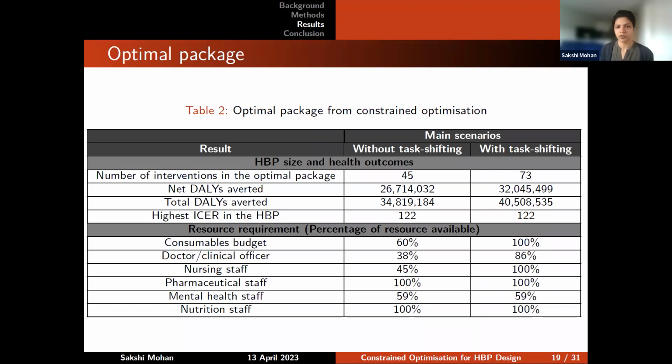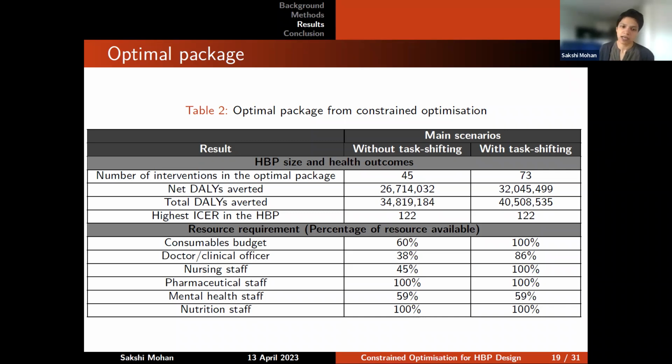In terms of resource use, we see that a better rate of utilization is possible through task shifting. We see the consumables budget gets fully used, and among health workers, we find that the nursing capacity, pharmaceutical staff capacity, and nutrition staff capacity is also at 100%.